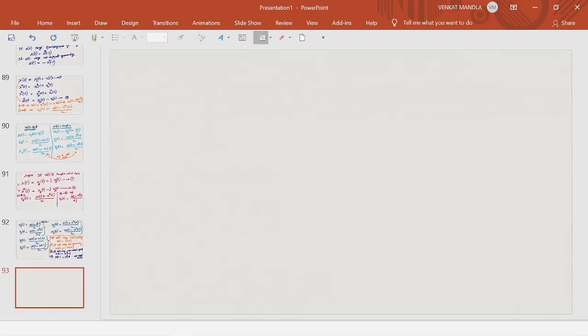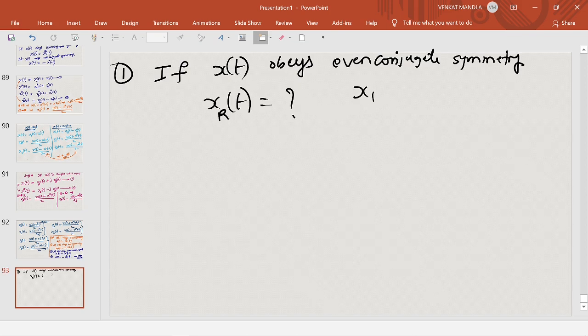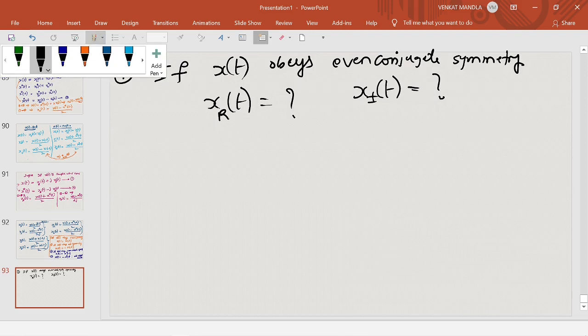What are the inferences? First inference is, if x of t obeys even conjugate symmetry, what is its real part and what is its imaginary part? What symmetries do this real part and its imaginary part obey? So I will derive that. It's very important.